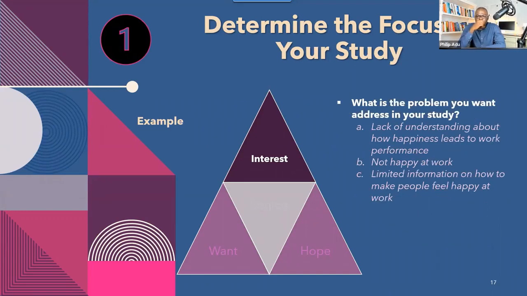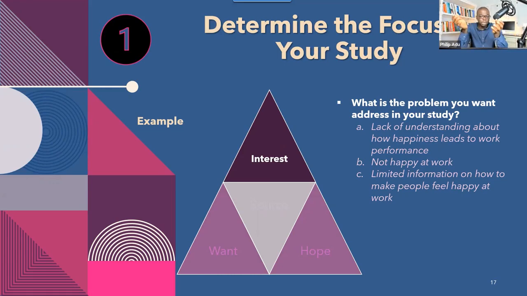So the next one is, what is the problem that you plan to address in the study? You can say that it is the lack of understanding about how happiness leads to work performance. There's a lot of study that shows there's a connection between being happy and doing well at the workplace, improving your work performance. But maybe not a lot of study demonstrate how happiness leads to work performance, right? So maybe you want to do research to help you understand what is really going on.